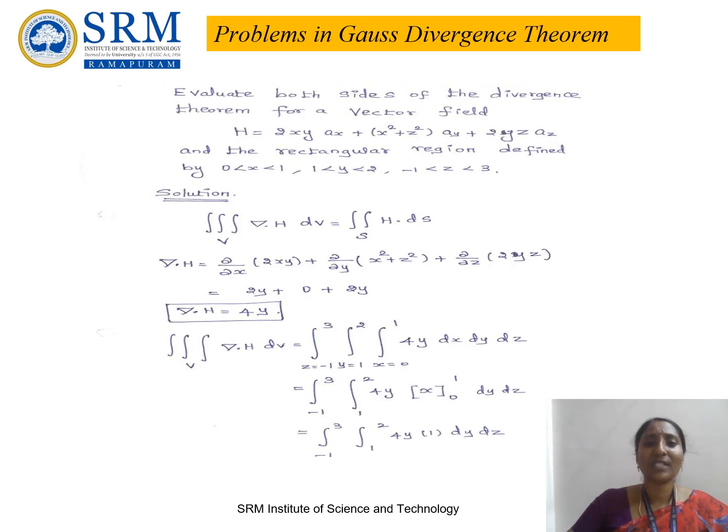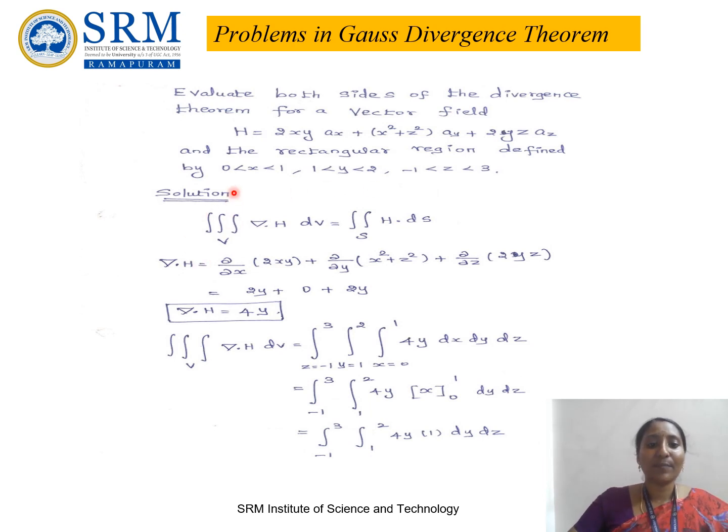Now I am going to discuss a problem in Gauss divergence theorem. The problem is to evaluate both sides of the divergence theorem for a vector field. Here H is the vector field. They have given a vector field, and they also define the limits: x from 0 to 1, y from 1 to 2, and z from minus 1 to 3.